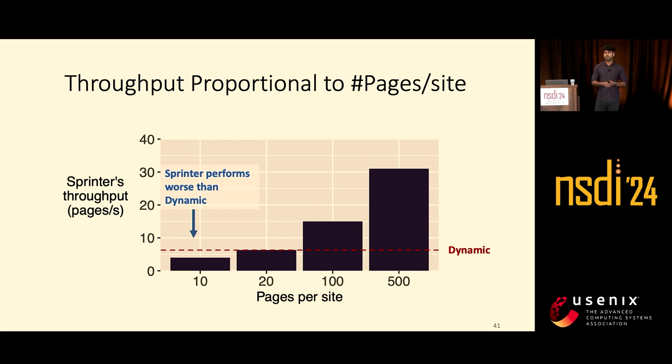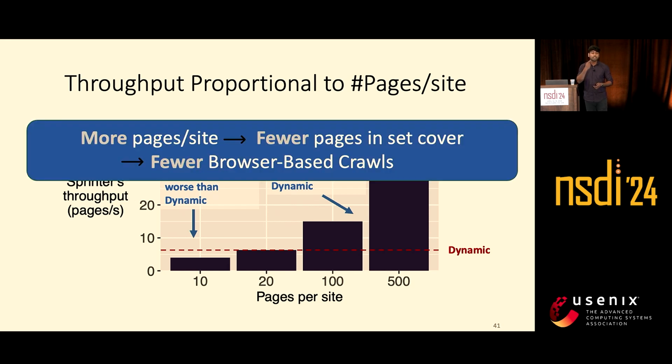And this is because the number of pages per site is so low that the overheads that you incurred from browser-based crawling were not sufficiently offset by the browser-less crawling. But the good thing is that as you keep increasing the number of pages per site, Sprinter's throughput keeps on getting better. And the key reason behind this is that as you increase pages per site, there are fewer pages in our set cover, which means you're crawling a smaller number of pages using the heavyweight browser.